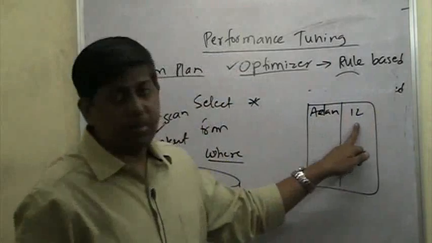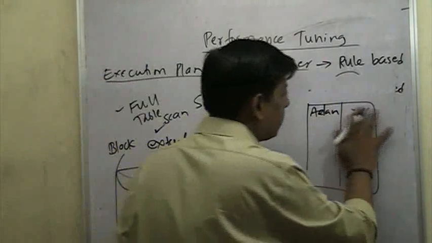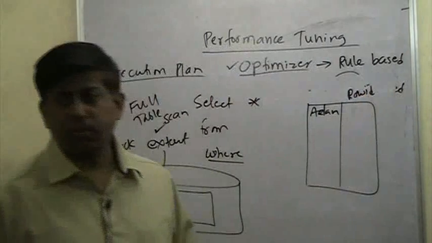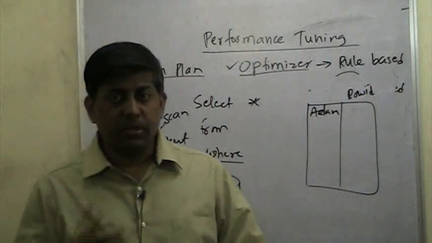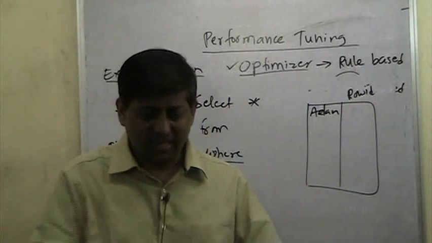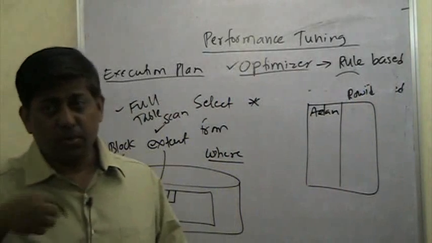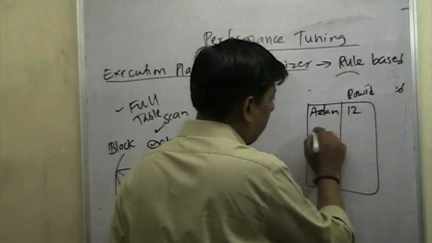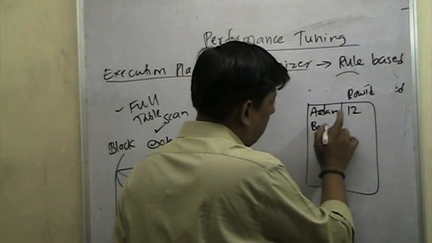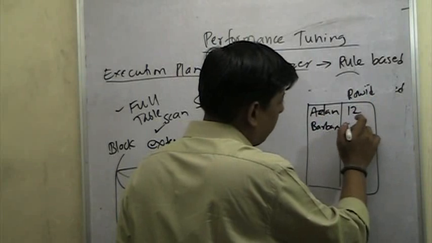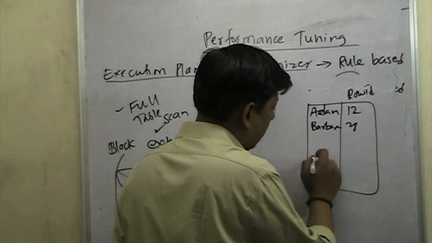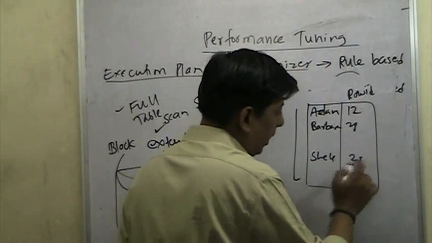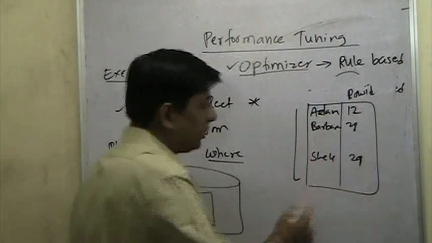Now this page number in Oracle is not a page number, this is actually a row ID. Row ID is the physical location of the row on the disk. So it's not a page number, it's a physical location. In reality it is a block and the row inside the block. So Adam is on row ID number 12. Then Barbara is on page number 28. And likewise Shekhar somewhere. So this is all alphabetically sorted, Shekhar on page number 29. Something like that. So this is an index.